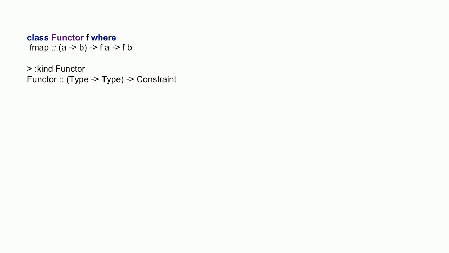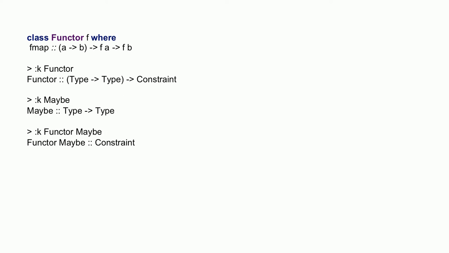So the kind of functor takes as its input a unary type constructor, so a type of kind type to type, and it returns a constraint. A constraint is just a Haskell thing. It's something that constrains the type of a type parameter as input to a function or a type class or something like that. So yeah, it's a Haskell specific thing.